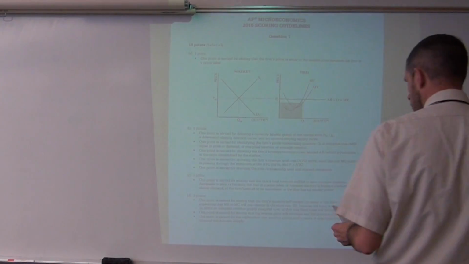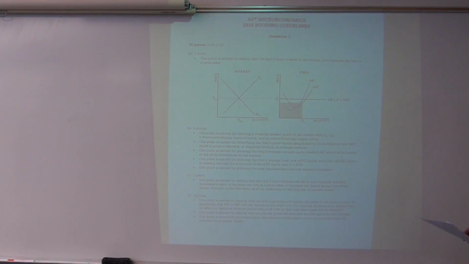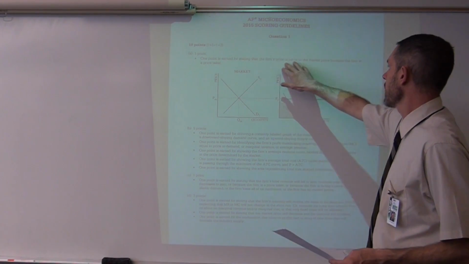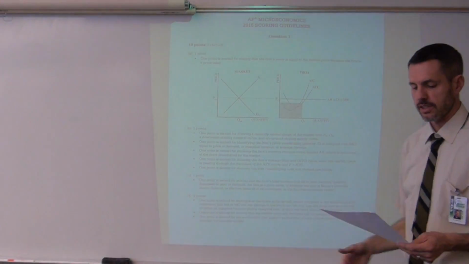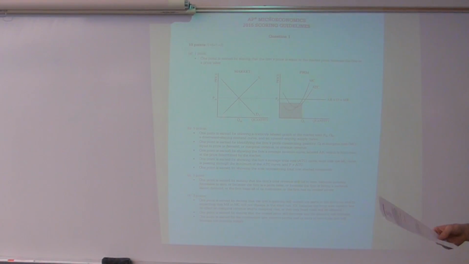But the first question then, it says a typical profit maximizing firm in a perfectly competitive, constant cost industry is earning a positive economic profit. Is the market price greater than, less than, or equal to the firm's price? Explain. The firm's price is equal to the market price because the firm is a price taker. We know that because it said it was in a perfectly competitive market.